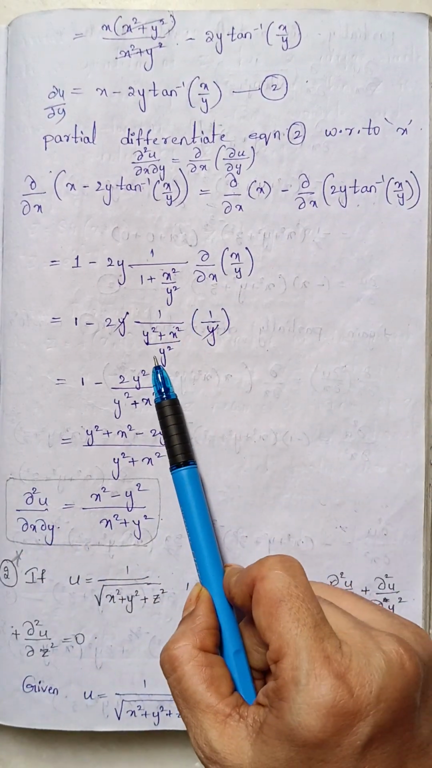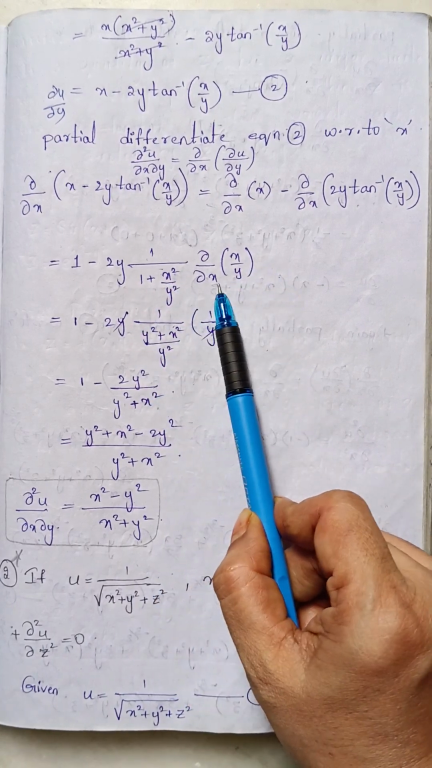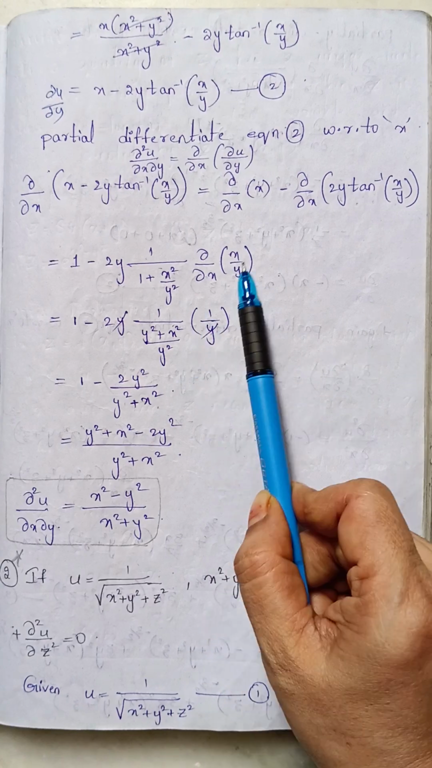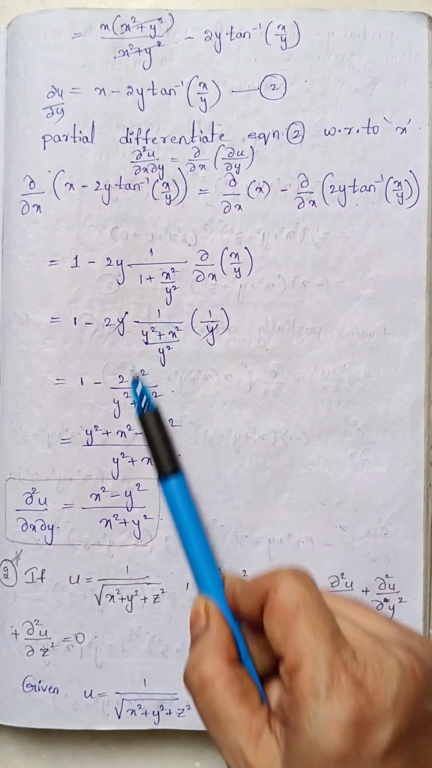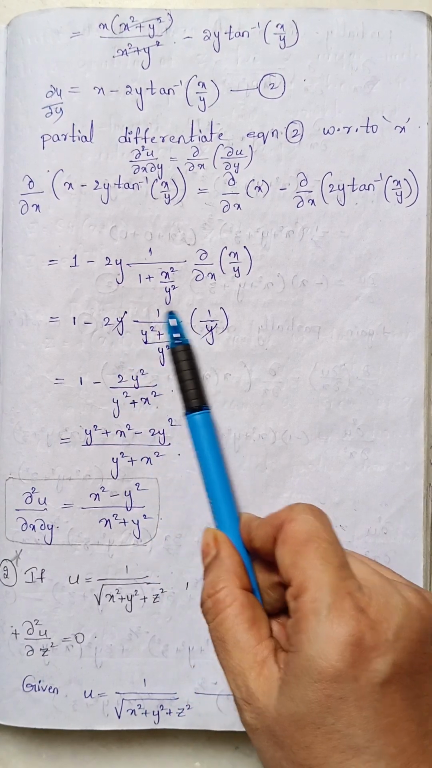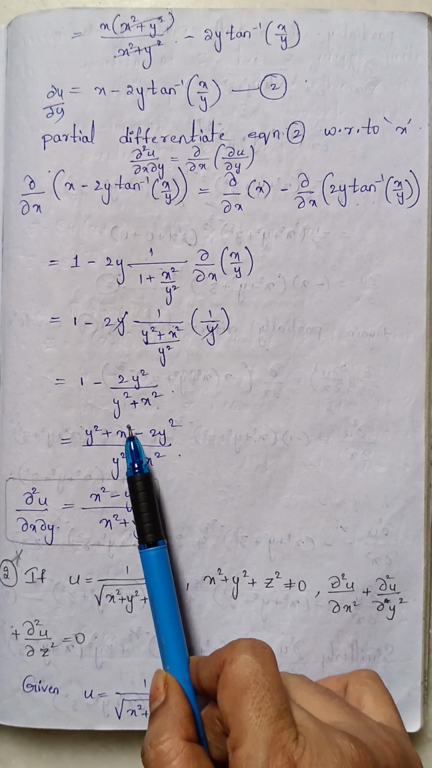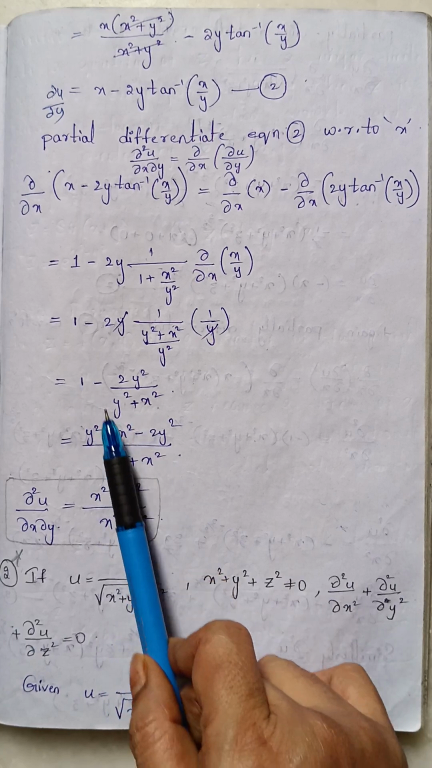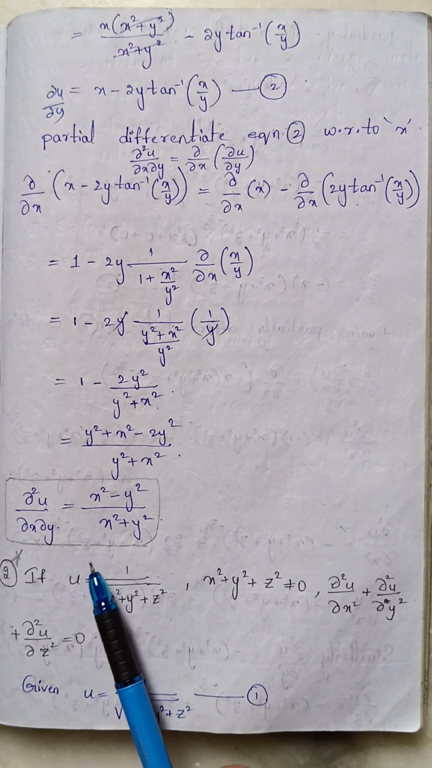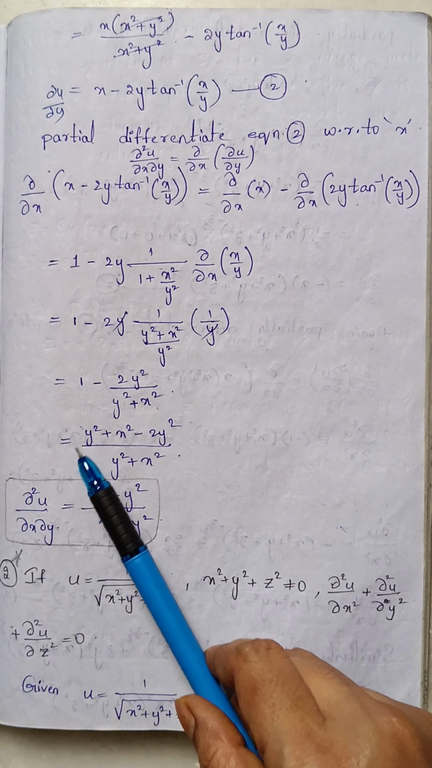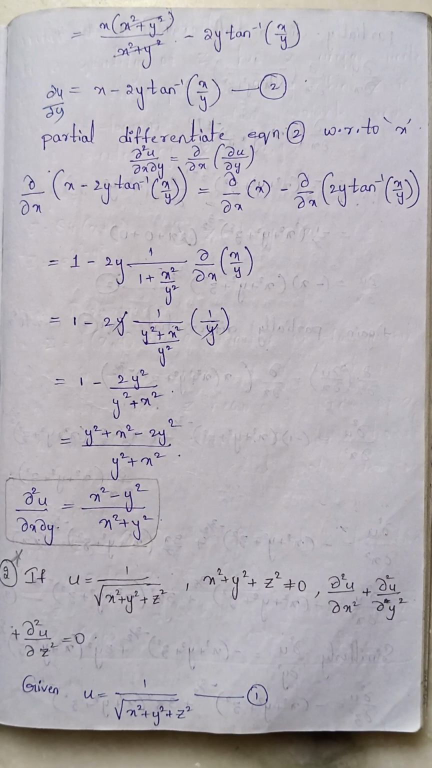So take LCM here, y square plus x square, and with respect to x, 1 by y is constant and the derivative of x is 1. So y gets cancelled, take this into the numerator, then it will be 2 into y square by this denominator. Again take LCM, x square plus y square, then (x square plus y square) minus 2y square. So it is nothing but (x square minus y square) by (x square plus y square). So ∂²u/∂x∂y value is (x square minus y square) by (x square plus y square).